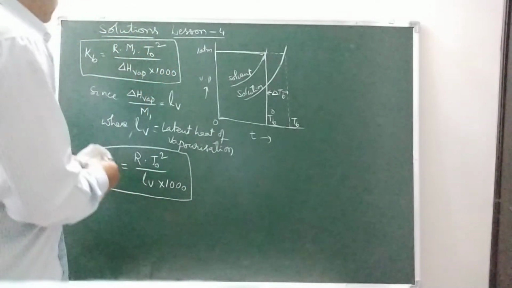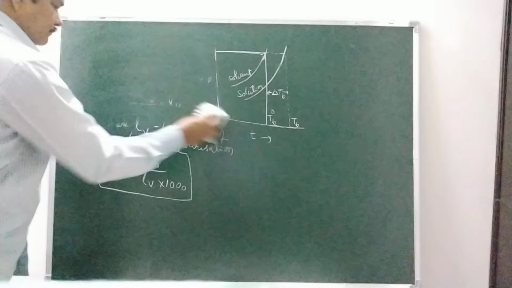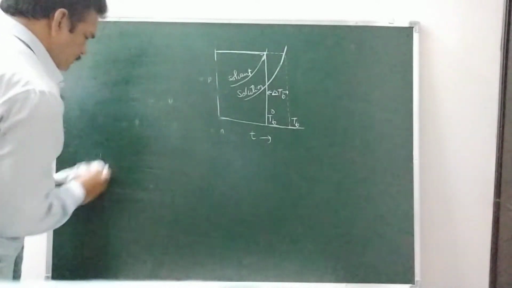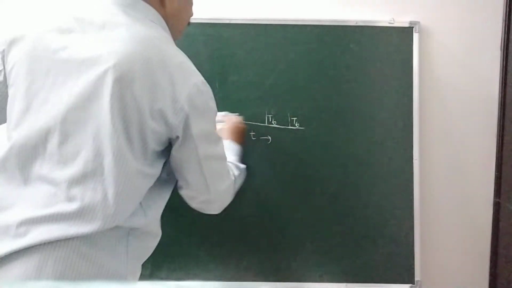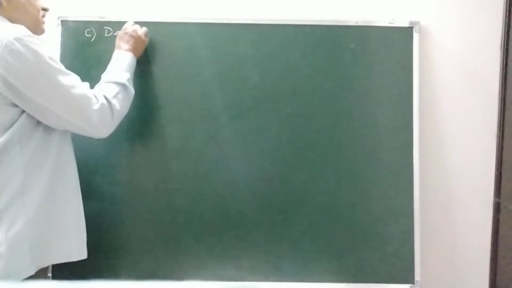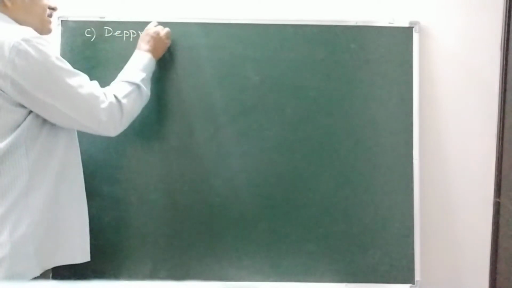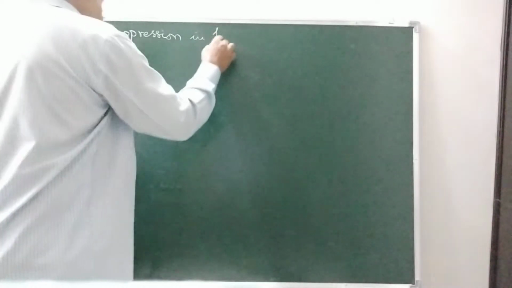Next, third one: depression in freezing point. Another colligative property is depression in freezing point. Depression means decrease.